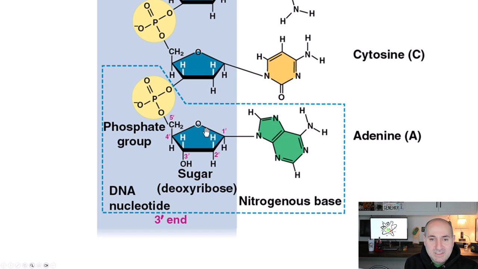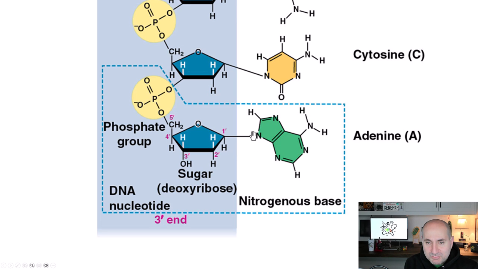Okay, and then in DNA, remember that this pentose sugar is called deoxyribose because of its hydrogen right here on the 2' carbon. If this was RNA, remember, it would have a hydroxyl group connected to this 2' carbon.